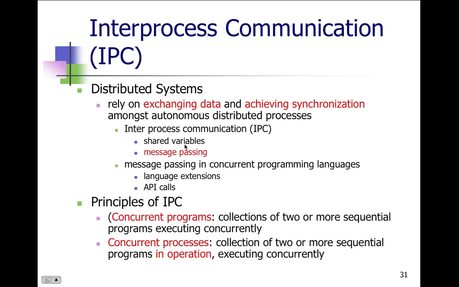It's either shared variables or message passing. So we either have direct or we have indirect, if you want to think of it that way, communication channels in terms of the passing of the messages. And so the message passing in the concurrent programming languages, we're looking at language extension and API calls. So the API call would be through the RMI, which would be handling the message exchange for us in terms of how that protocol fits in.